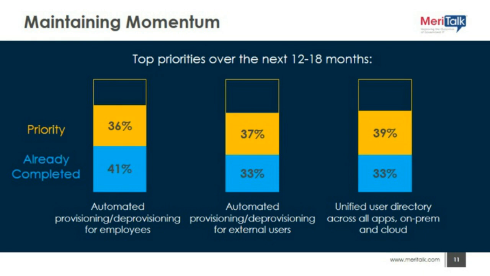Great. And Alper and Scott, let's take a moment to talk about the third of agencies in the gold area that are prioritizing automated provisioning for employees or external users or for a unified directory. What do they, from your perspective, need to consider over the next year or so as they solve for these needs?